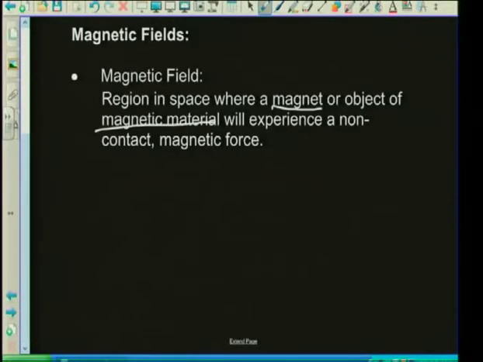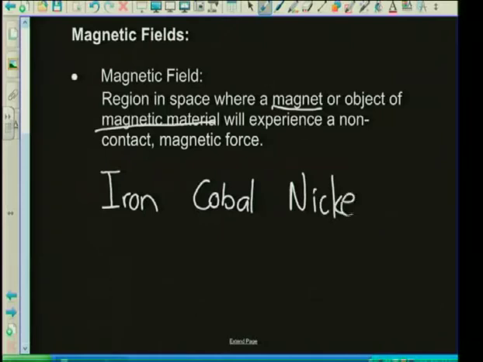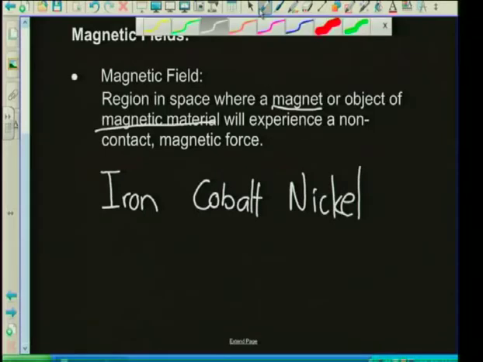Okay, now what is a magnetic material? There are only three things that we consider to be magnetic naturally. Okay, and they are the elements iron, cobalt, and nickel. There are only three elements that are considered magnetic naturally, and that's iron, cobalt, and nickel. Okay, now what that means is that they are the only materials that are naturally magnetic.